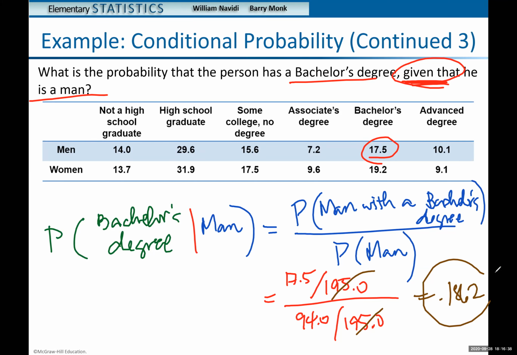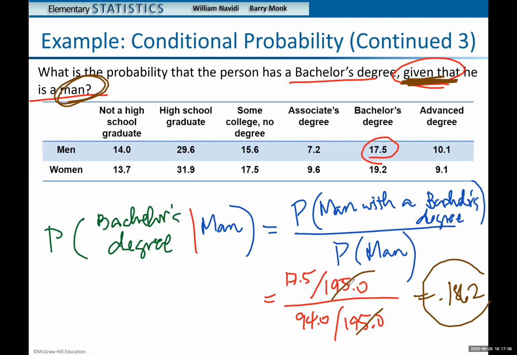So take note of this. Whenever you see this type of example, you will always see something like this. This is the hint, given that. And given that event, your event here is going to be your denominator, always. Okay? So given that he is a man, that's going to be your denominator.